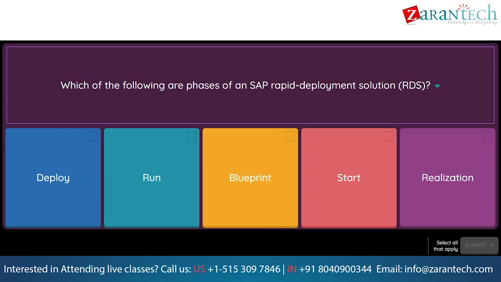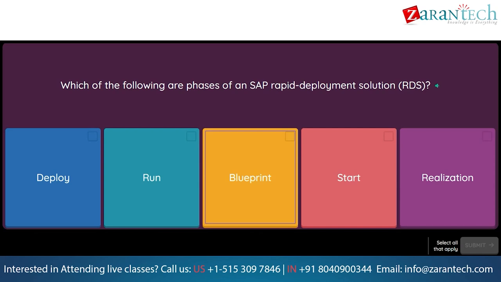Question: which of the following are phases of an SAP Rapid Deployment Solution, RDS? Option 1: deploy. Option 2: run. Option 3: blueprint. Option 4: start. Option 5: realization.